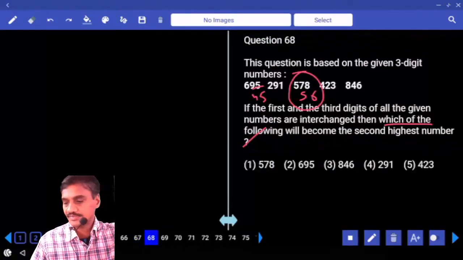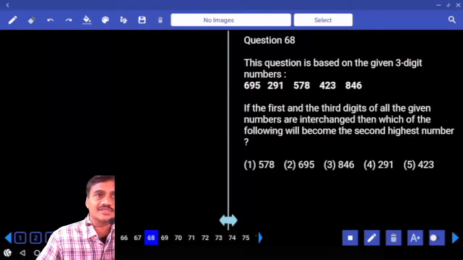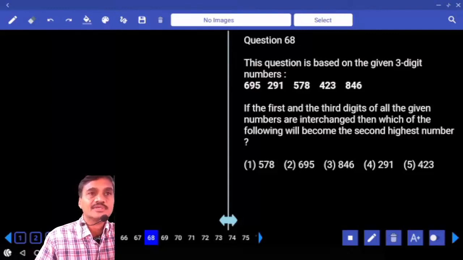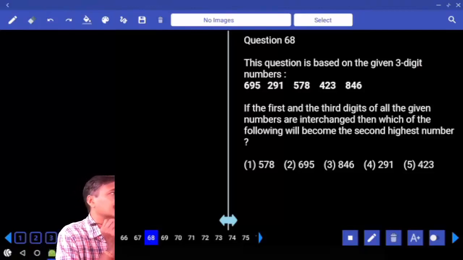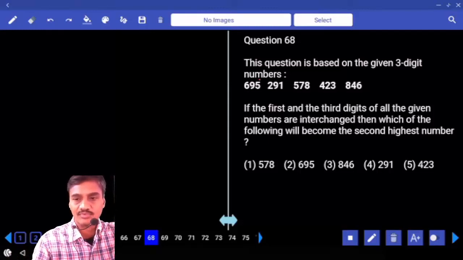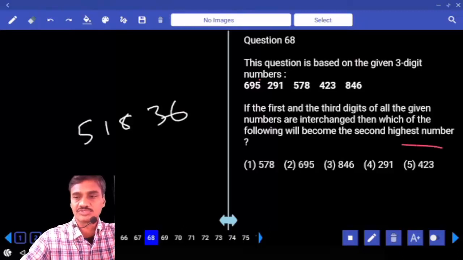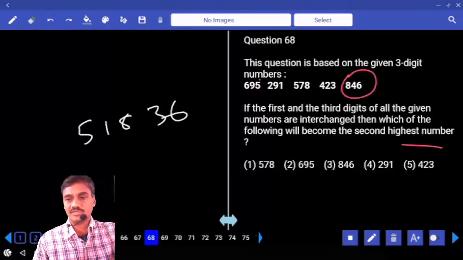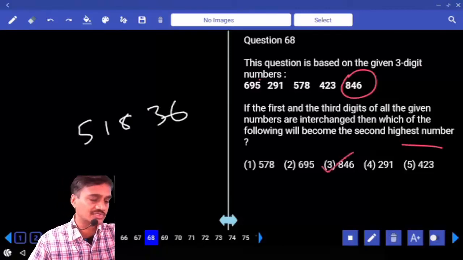And 68. Now the first and the third digits of all the given numbers are interchanged. Which of the following will become the second highest or not? Second highest. Which digit is coming to the first place? Third digit. Among the third digits, we need to find out which is the second highest. And here third digits are 5, 1, 8, 3, 6. So second highest is this 6. Then in this one, which of the following will become the second highest number? 846, that is choice 3.